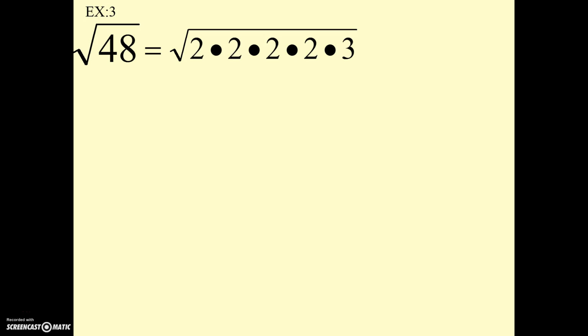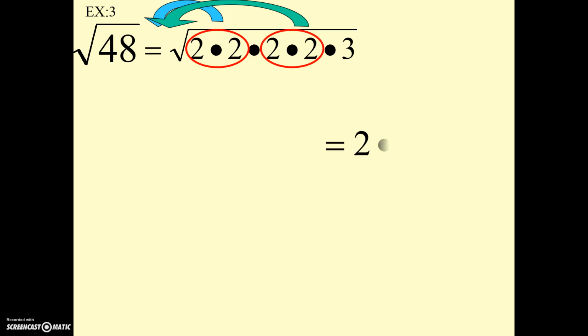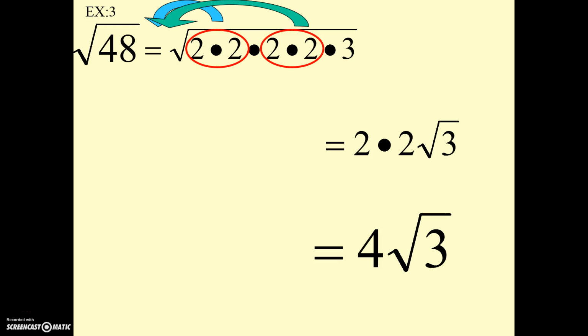Okay, now this time, I notice I have more than one pair. I have that set of 2. I'm going to bring that one out. Then I have that set of 2. I'm going to bring that out. Now, if I'm bringing 2 different pairs out, what am I going to do to those 2 numbers? That is correct. We are going to multiply them together. So 2 times 2 is going to equal 4. And so our answer is 4 radical 3. And the 3 was left underneath the radical, which is why that's the only thing left there.